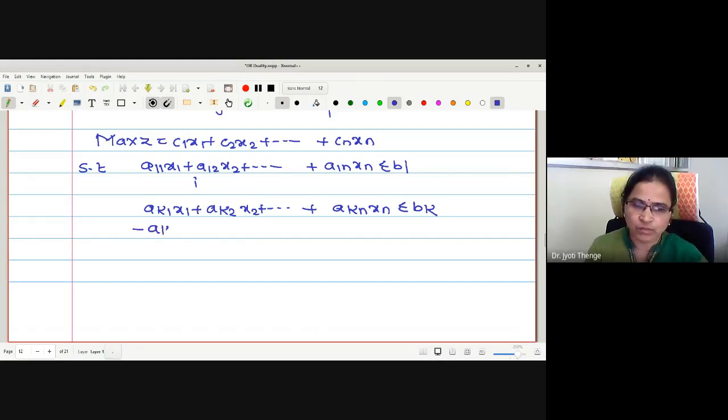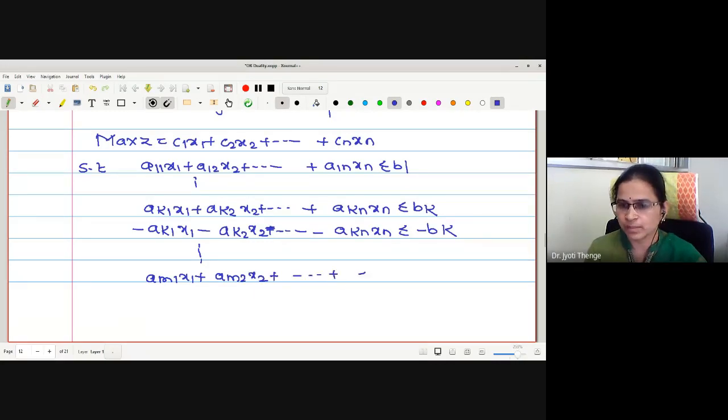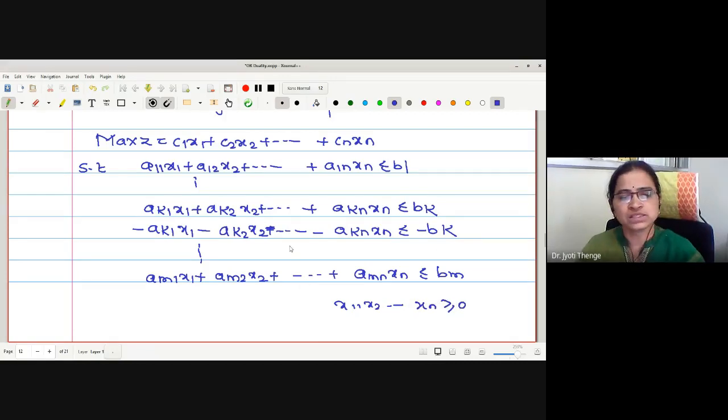What is the second one? Minus AK1 x1 minus AK2 x2 minus AKN xn less than or equals to minus BK. And what should be my last? Am1 x1, Am2 x2 plus Amn xn less than or equals to Bm, and x1, x2 up to xn all are non-negative. Now whatever system we have written is in the standard primal form. Now we will try to write its dual.